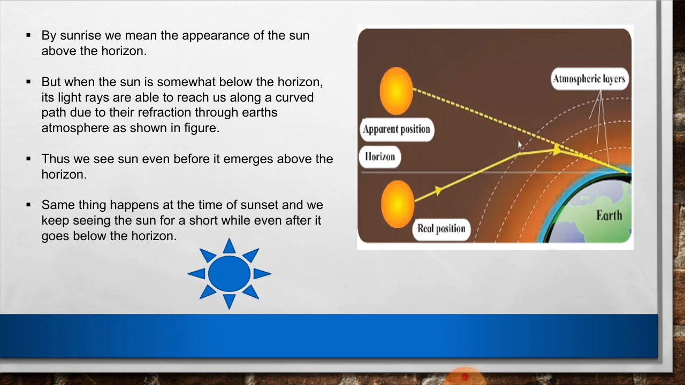The same thing happens at the point of sunset, and we keep seeing the sun for a short while even after it goes below the horizon. So at the time of sunset, it goes below the horizon, but for some time we see that the sun is there. This is the apparent position of the sun which we can see from the earth, but actually the sun is not there, the sun is here. The sun is located over here. This is the real position of the sun.